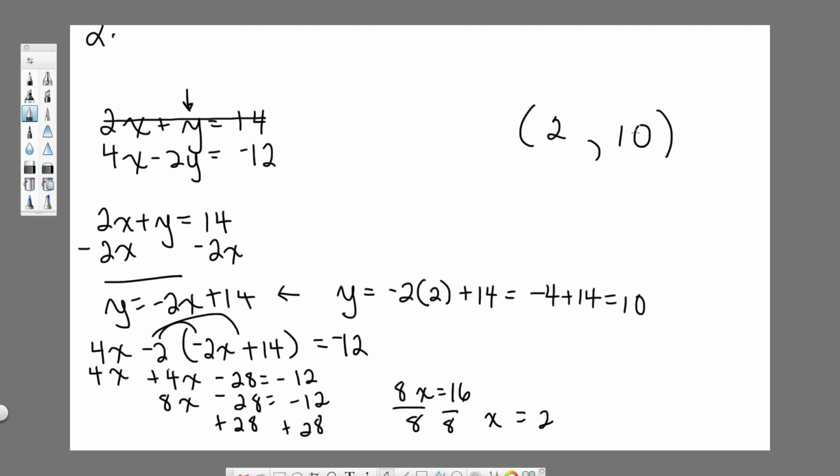And let me double check. And I think that looks pretty good. And there's my answer. All right, so pause the video, and then I'm going to come back and show you how to do it if I solve for the y in the bottom.